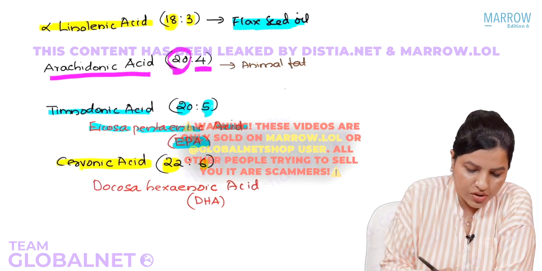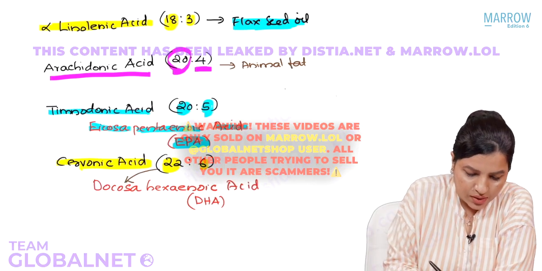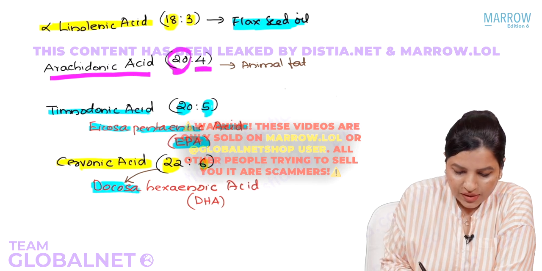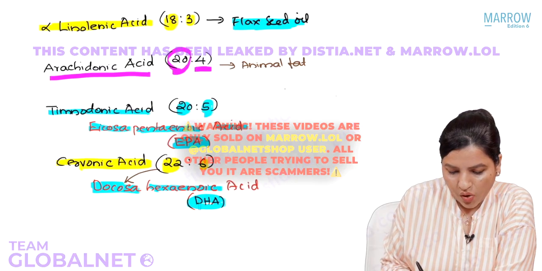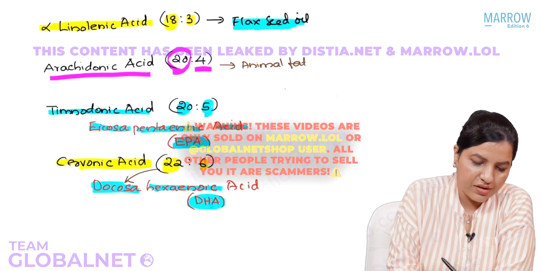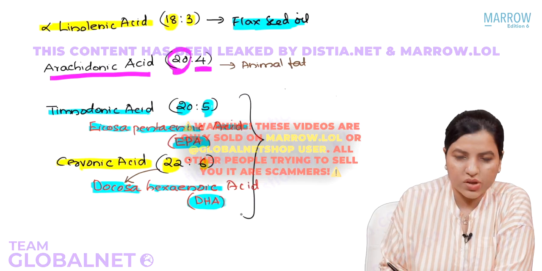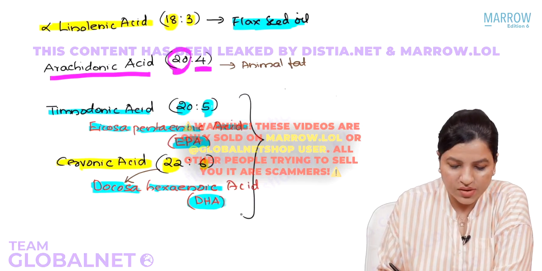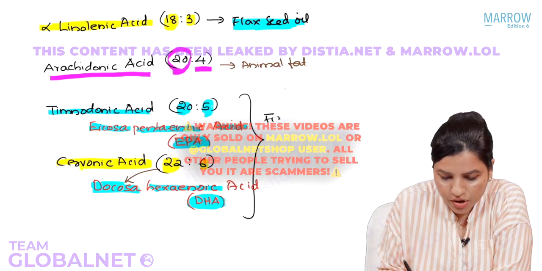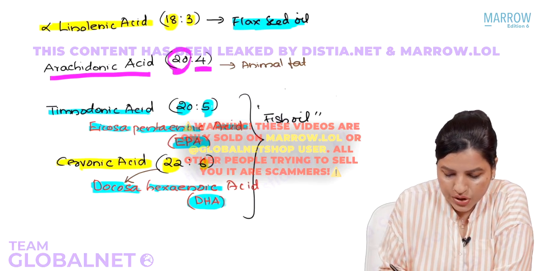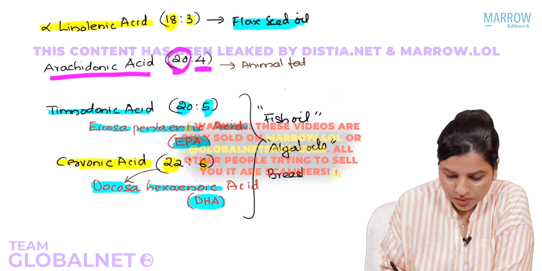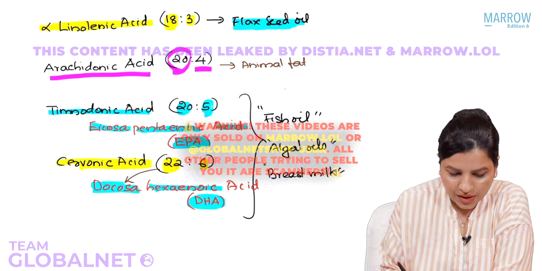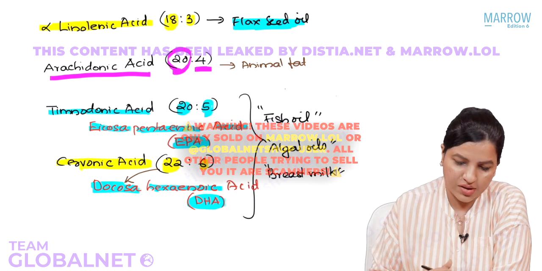So, if there is 22 carbon, we call it docosa. Then 6 double bonds, so hexaenoic acid, that is something which we all know, DHA. Regarding these two, the richest source is not given anywhere, but which are the sources is very, very important. Fish oils, algal oils, and breast milk. DHA is present in all these sources.